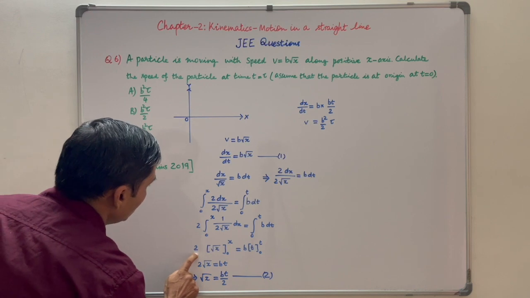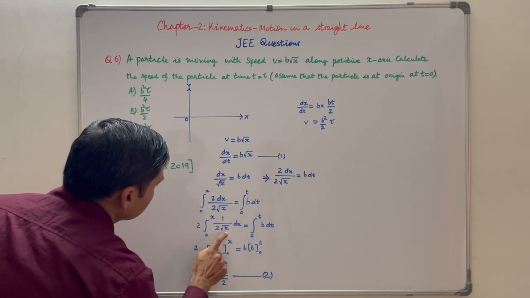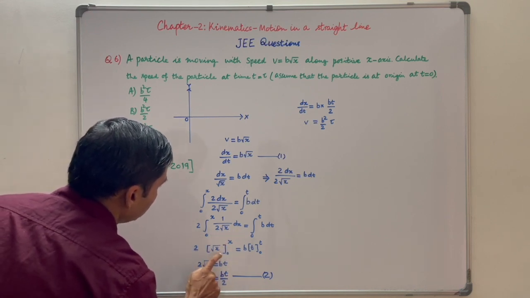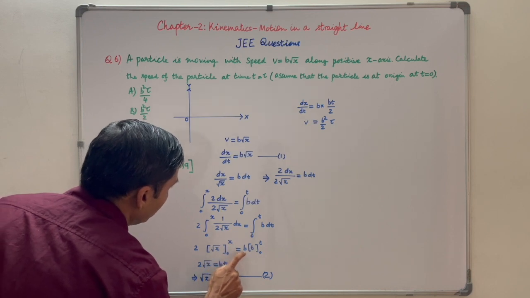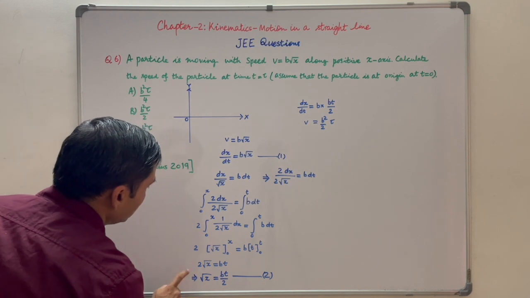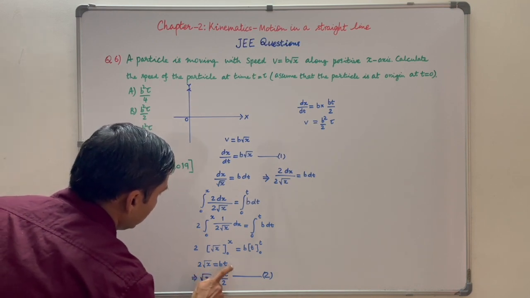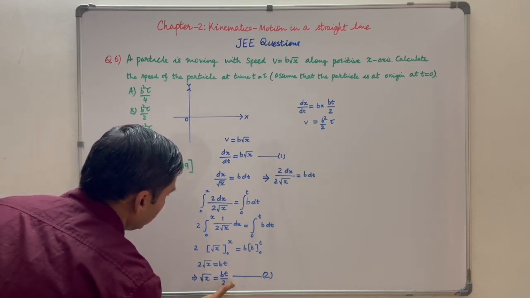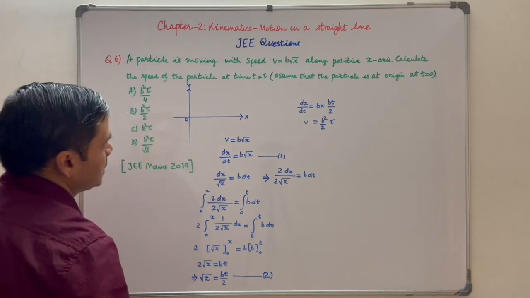So we can say 2 integration of 1 upon 2 root x dx is equal to root x within limits 0 to x, that is equal to b taken out, t within limits 0 to t. So 2 under root x is equal to bt, or under root x is equal to bt upon 2. This is our second equation.